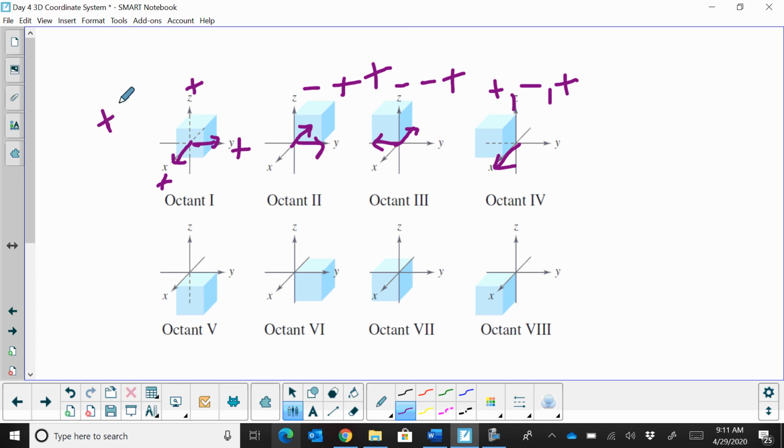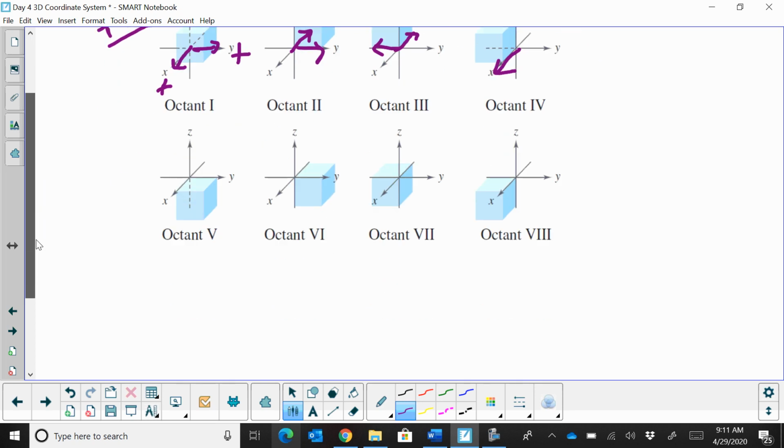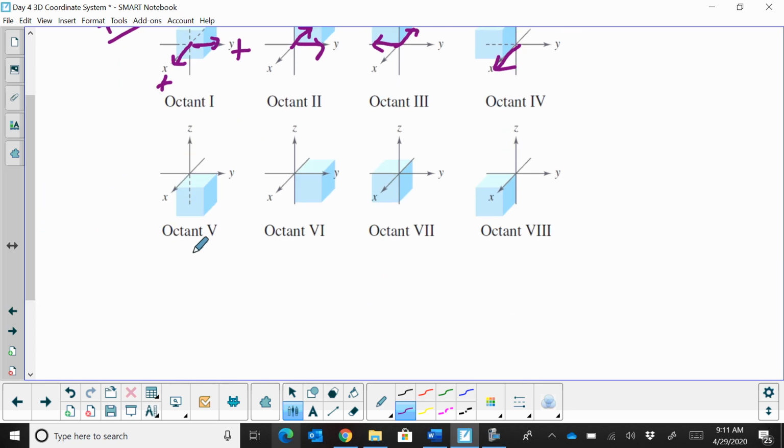So let me write this first one up here. This is positive, positive, positive. So these are the signs of each of these octants. Now let's go to what I call the downstairs, or the bottom 4. Starting with octant 5. In this set, z is always negative because it's going down. So we can see that x is coming forward, so it's positive. Y is going right, so it's positive. But z is negative, so it's right below octant 1.